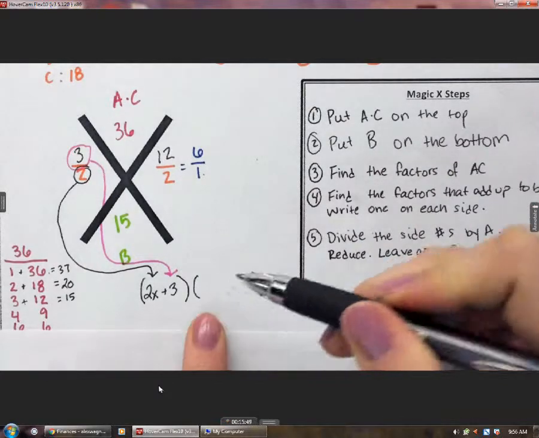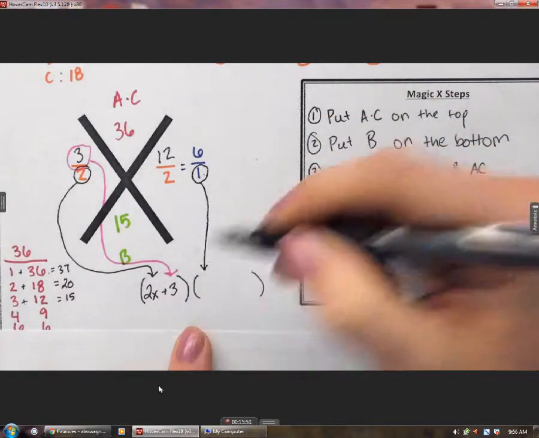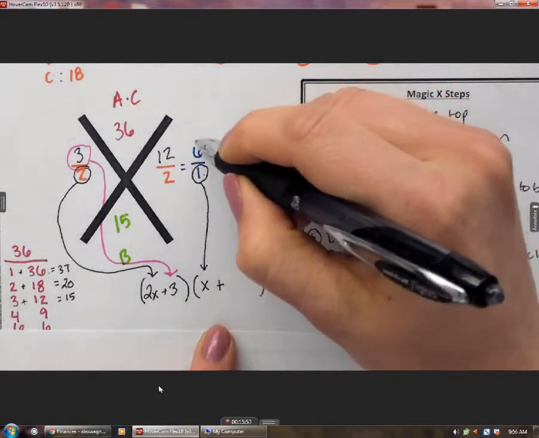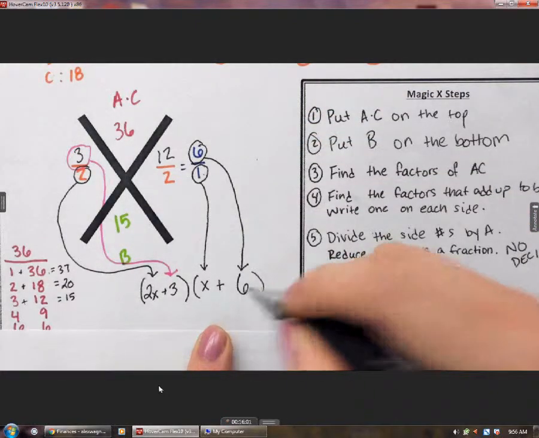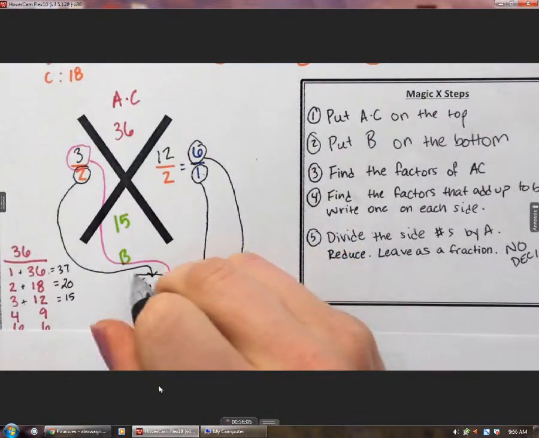What would this one be? X plus 6. Yeah, so the 1 would go in the front, which would make it 1x or just x, plus 6. This right here is your answer.